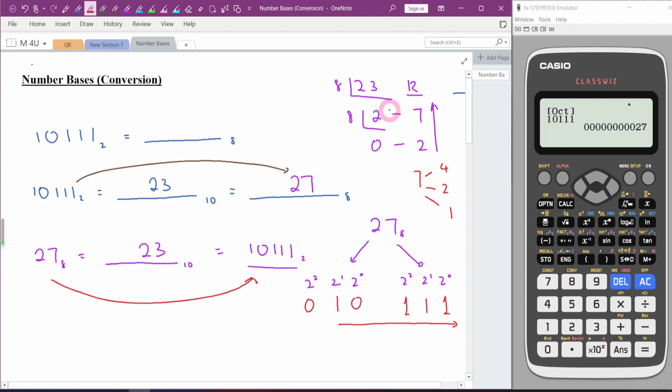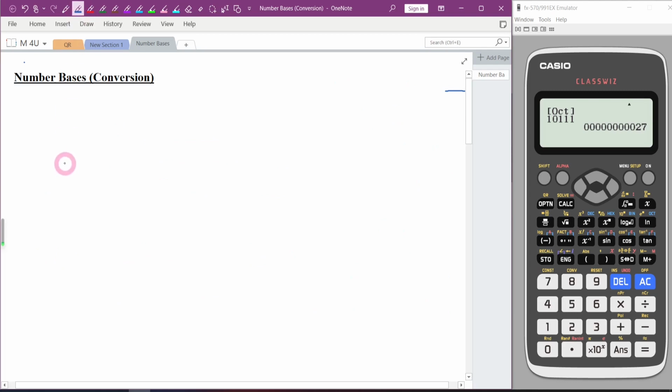Okay, let me show you a number in base 2 which has more digits. Let's try this one. 1, 1, 1, 0, 1, 1, 1, 0. Okay, this is in base 2. If I want to convert it directly to base 8, how do we do that? You can try to pause this video and try it on your own first. Before this, let me show you using your calculator first. This is, sorry, this is base 2.